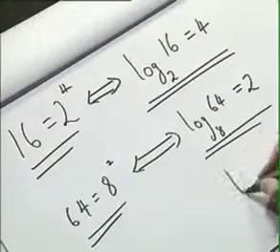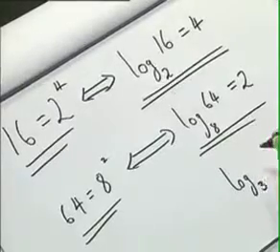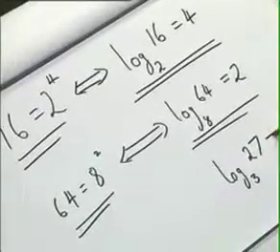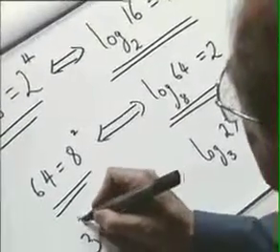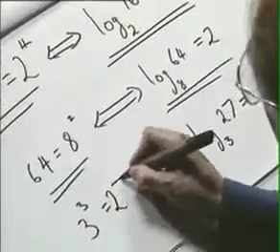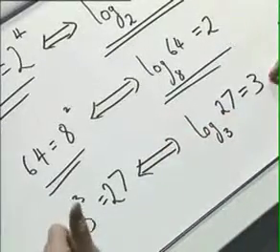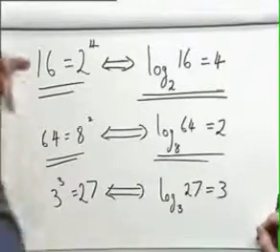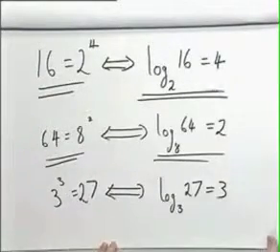So that if this side I say the log to base 3 of 27 is 3, what I am saying is that 3 to the power 3 is equal to 27. So these statements down the left here are exactly the same as these statements down the right.